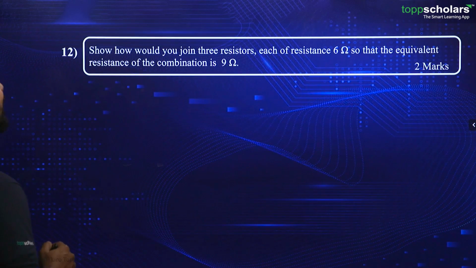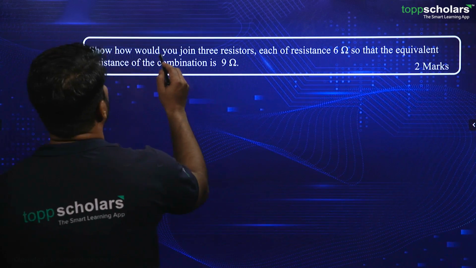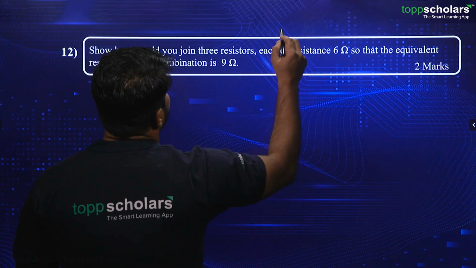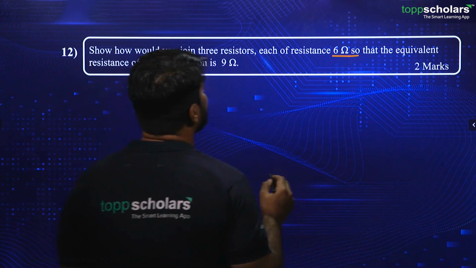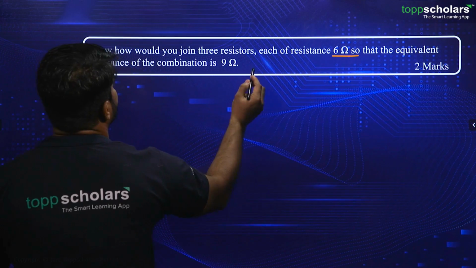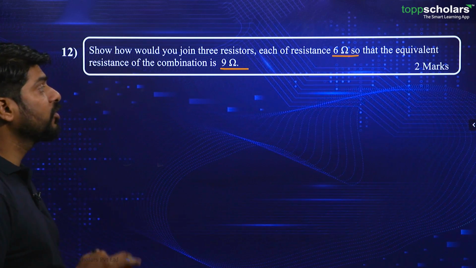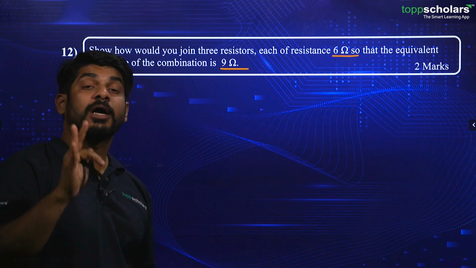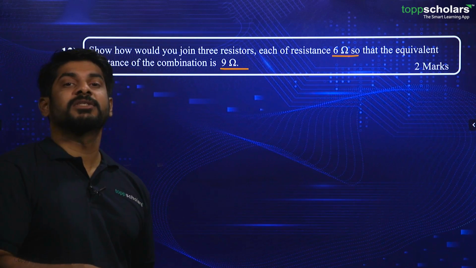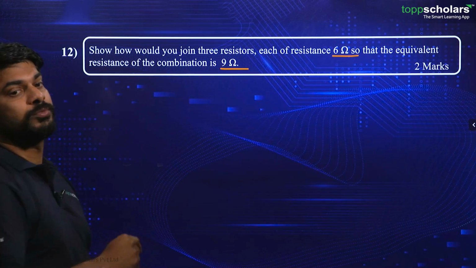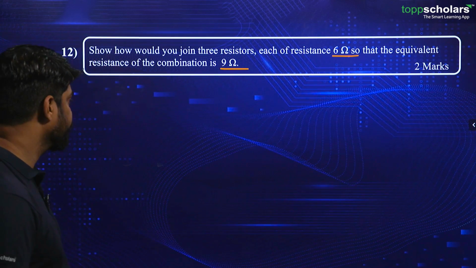Moving on to the next question now. Show how you would join 3 resistors, each of resistance 6 ohm, so that the equivalent resistance of the combination is 9 ohm. So we have got 3 resistors and the values are 6 ohm each. Now what we want is the combination should have 9 ohms. So how should we connect it?